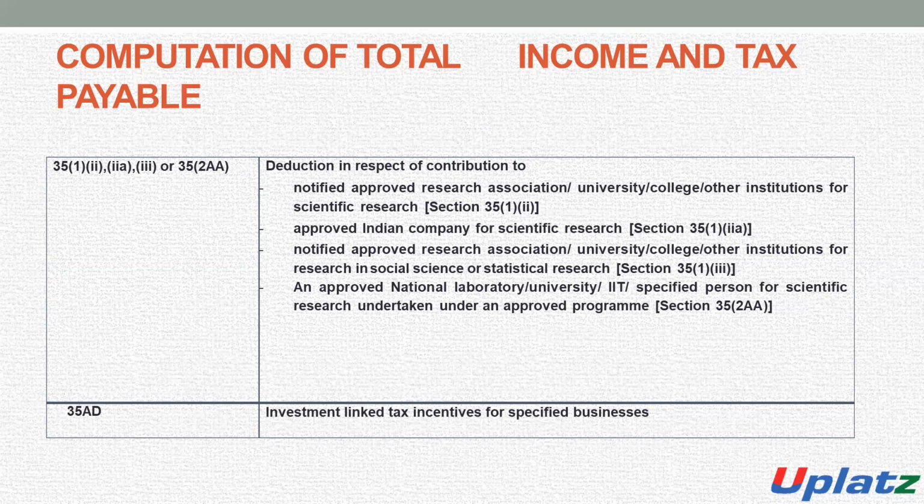Means if there is any assessee who contributes any amount to the notified approved research association or to any university, to any other institute for scientific research, or to any Indian company, research association, institution or national laboratory, university, IIT, then such amount will be exempted under section 35.